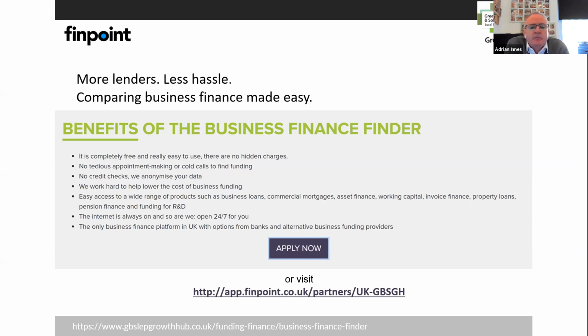We are the only business platform in the UK with multiple options, from the high street banks to the alternative funders, from peer-to-peer funders. I wouldn't name all 136 of them, but we do have 136 funders on platform, ranging across all aspects of business loans: commercial, asset, working capital, invoice finance, property, pension, as I've already touched on.